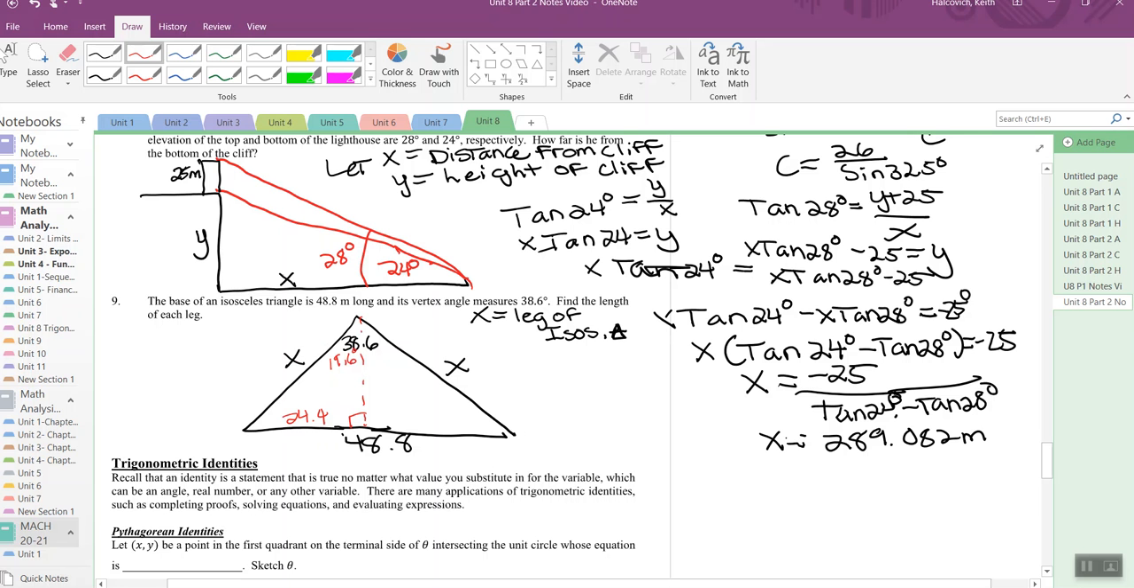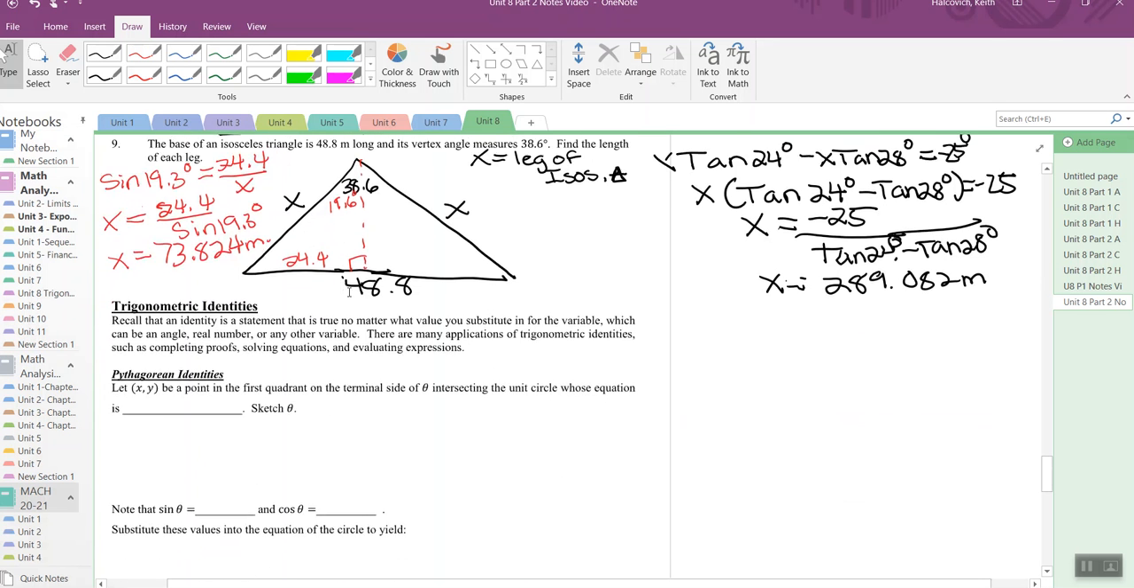So to find x, you can make a trig ratio. So sine 19.3 degrees equals 24.4 over x. And then you can just multiply and divide. So you get x is equal to 24.4 over sine 19.3 degrees. So x is equal to 73.824 meters.